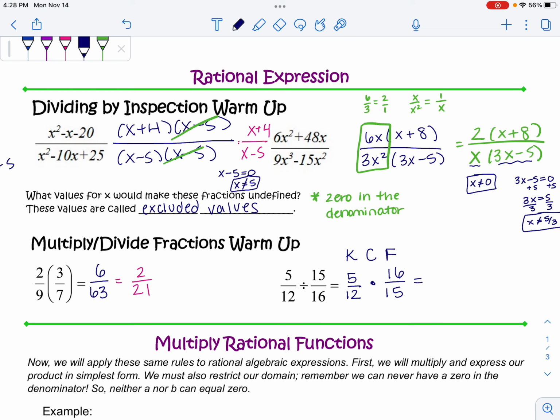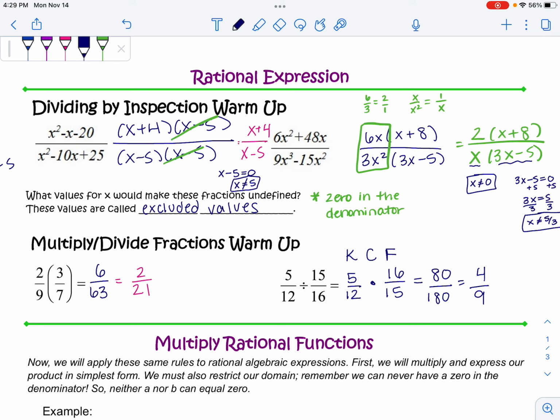Then we proceed like we just did in the last problem, where we multiply the fractions straight across. So 5 times 16 is 80, over 12 times 15 is 180. Both of these are divisible by 20? Maybe a little bit higher than 20. 20 will work. And when I divide them by 20, I get 4 over 9.